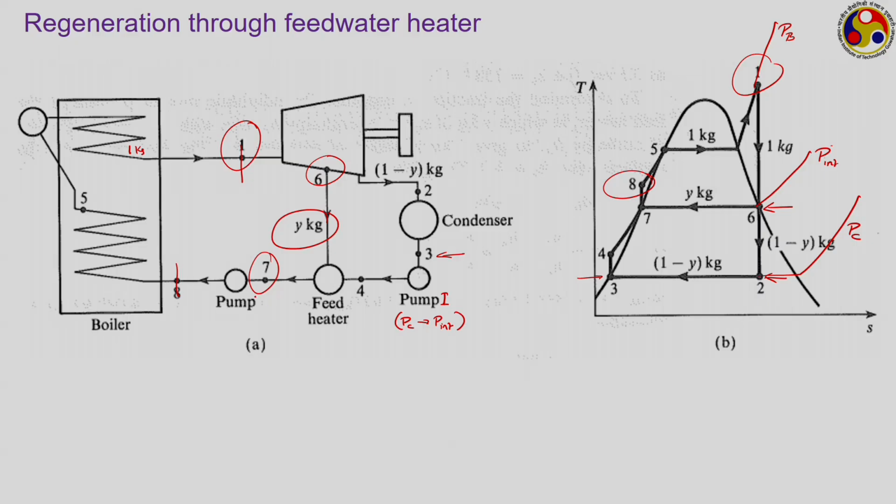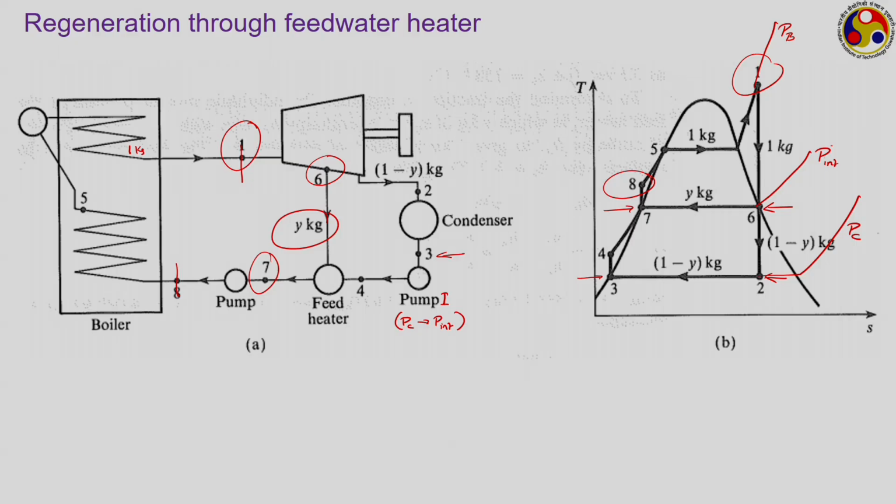temperature or state 7. This is the state. Ideally, in case of ideal regeneration, the state of the working substance at this point will be of saturated liquid at that intermediate pressure level. That can be controlled by controlling this fraction y. That is, in case of ideal regeneration, we want the magnitude of y to be such that state 7 corresponds to the saturated liquid state at the intermediate pressure level.